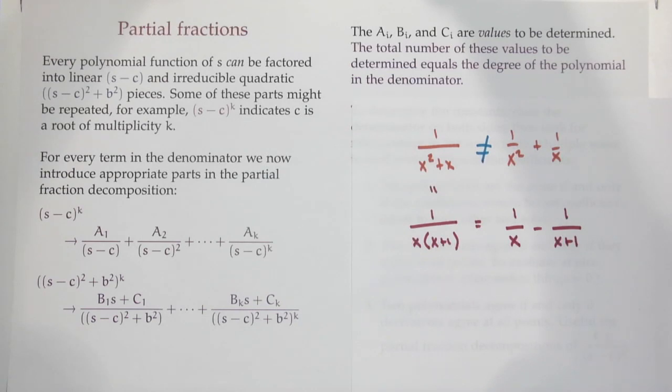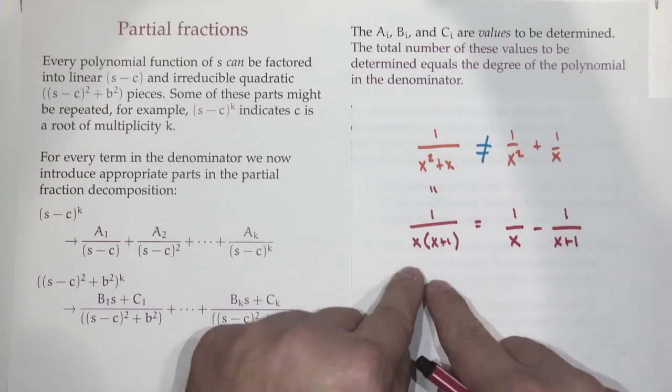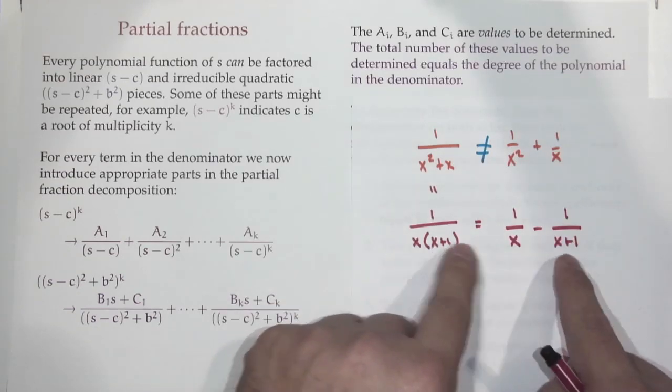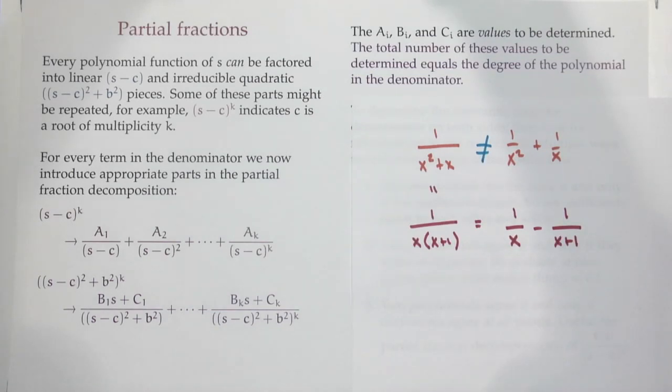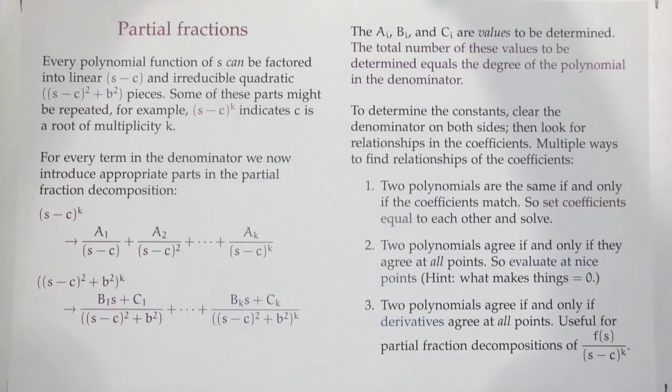So this is what we mean when we talk about partial fractions. It's that ability to somehow pull it apart. We're pulling the denominator apart. That's the goal, so that what's left is easier to work with. Okay, so how does it work?